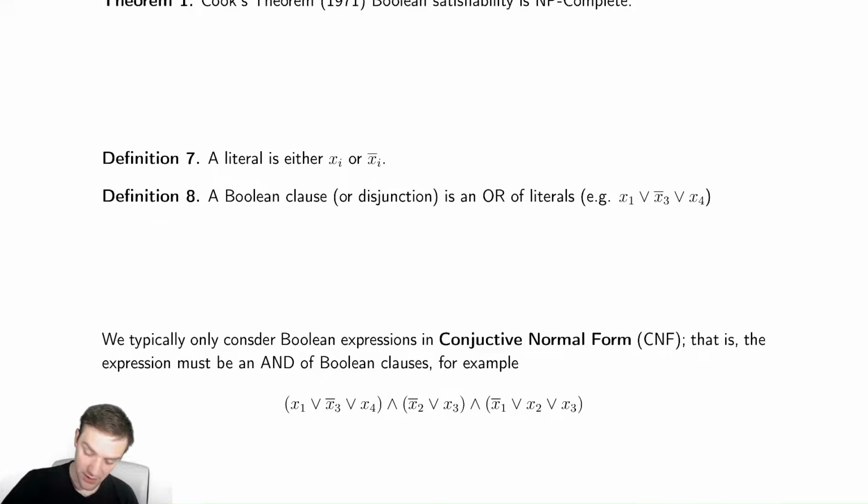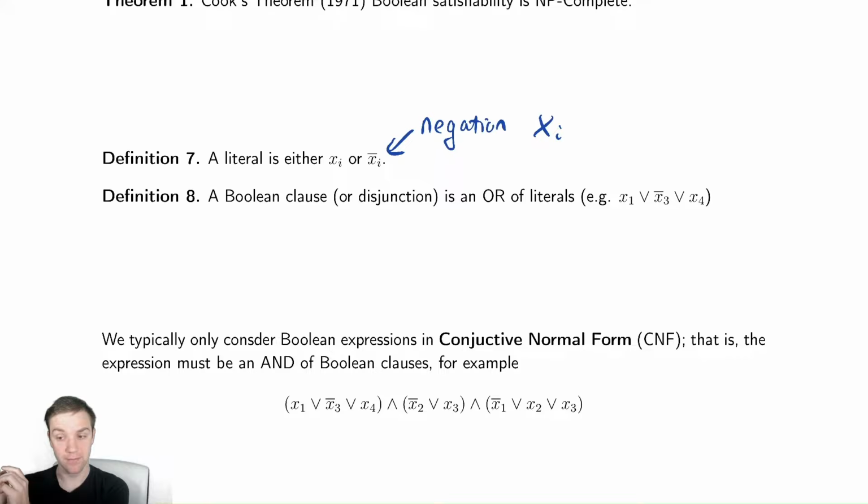Here, we're going to say a literal is a Boolean variable, either xi or xi bar. Xi bar is the notation I am using for the negation. This is the negation of xi. So a literal is either a variable or its negation. A Boolean clause, or sometimes called a disjunction, is a bunch of ors of literals. So it's x1 or x3 or x4 or. That is what a Boolean clause is.